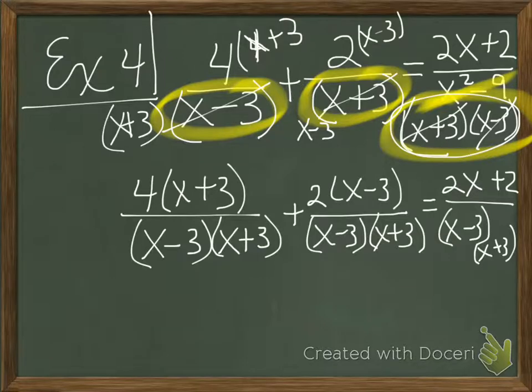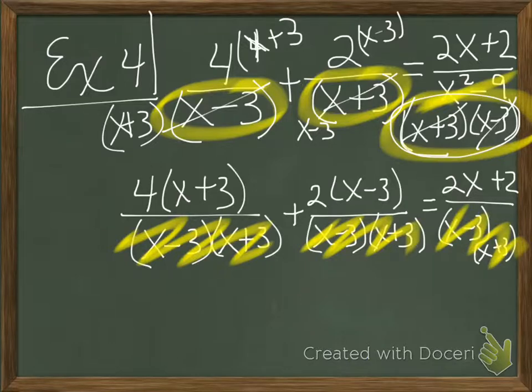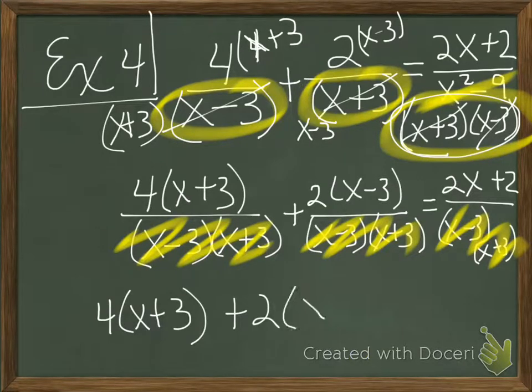What do we get to do with this denominator? We get to totally, completely drop it. What does it leave my problem to be? 4 times x plus 3 plus 2 times x minus 3 equals 2x plus 2. A much easier problem. There's no denominators.